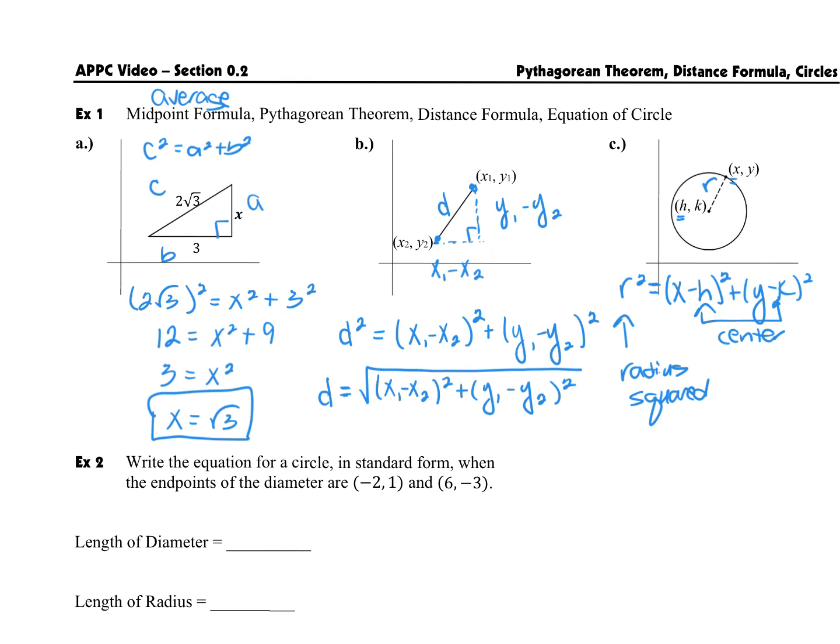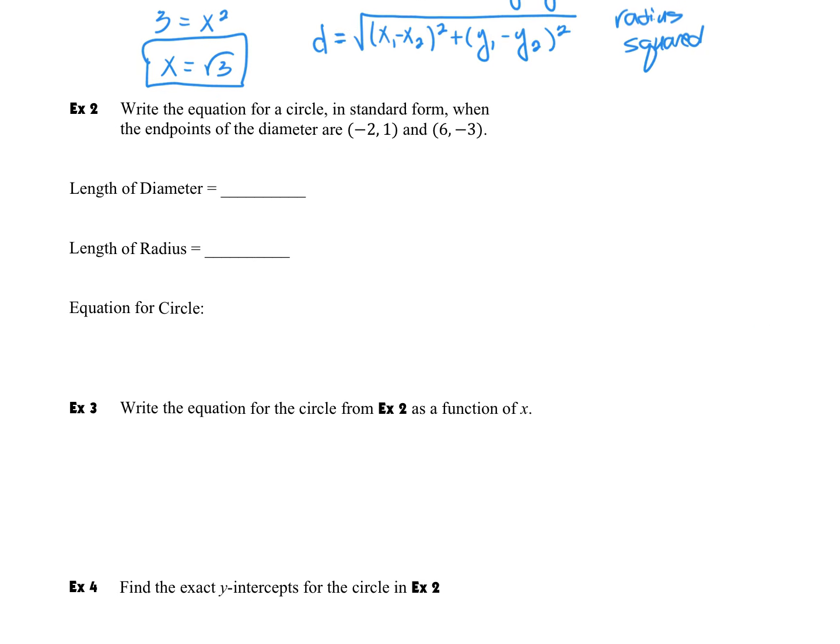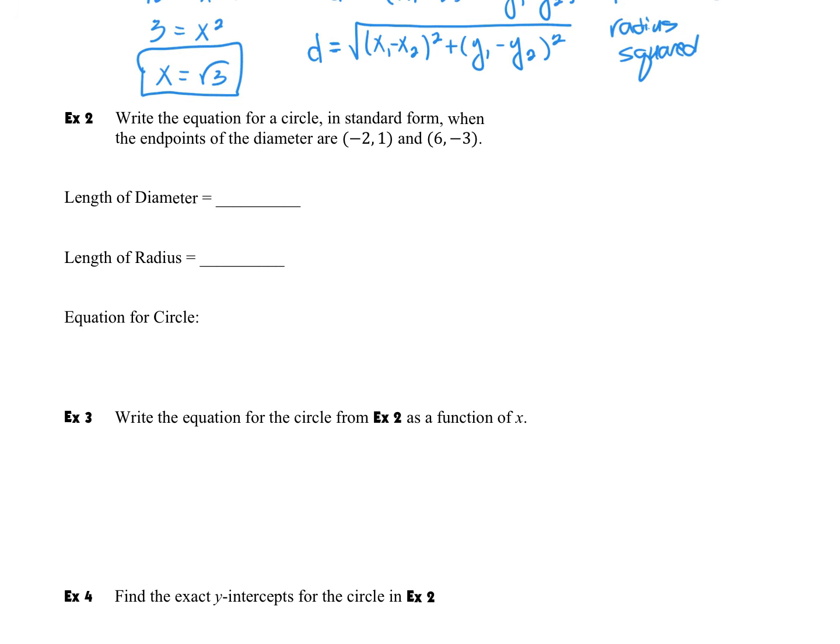This is what we're really going to focus on for the rest of this video. All right, now let's take a look at how we can apply all that. So we want to write the equation for a circle in standard form. That means the one that we did up here in the previous example. And this time we're given the endpoints of the diameter. This is where I'm going to use my midpoint, okay?